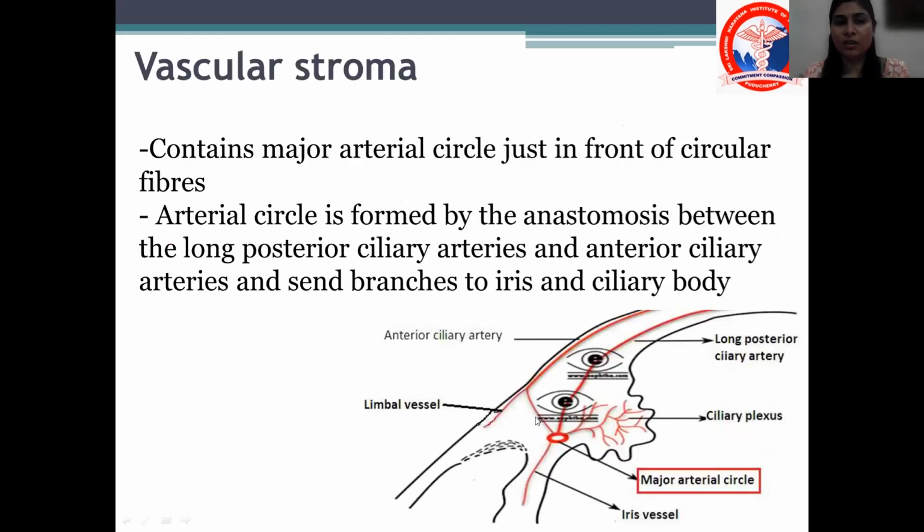Now the vascular stroma contains the major arterial circle just in front of the circular fibers. This is the major arterial circle. The circle is formed by the anastomosis between the long posterior ciliary artery, this is the long posterior ciliary artery here, and the anterior ciliary artery, this is the anterior ciliary artery, and it sends branches to the iris and ciliary body.